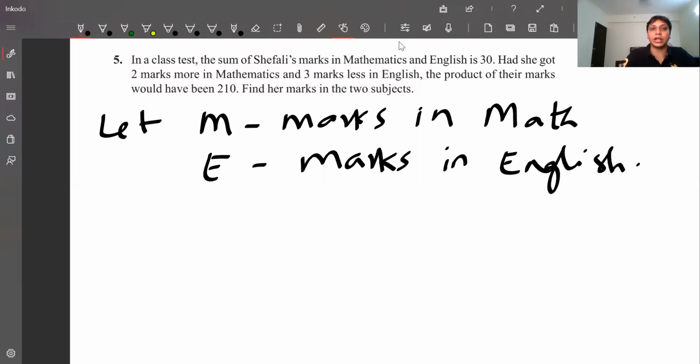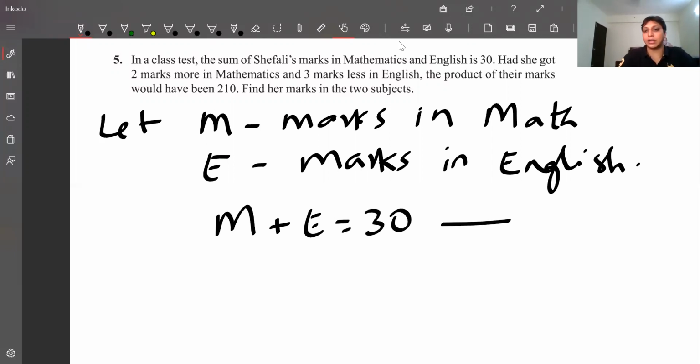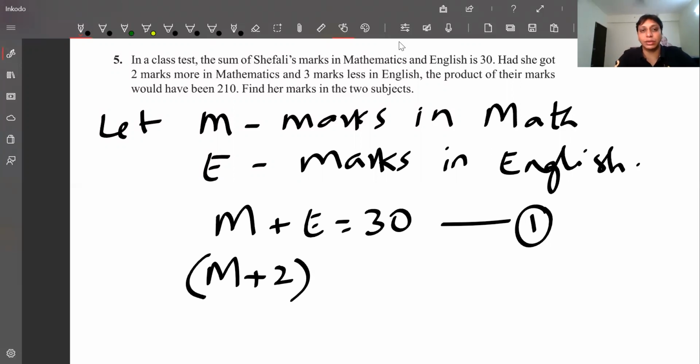According to the given statement, he's saying the sum of the marks, which will give us M plus E equal to 30. So this is the first equation. Now coming to the second statement, he said, had she got 2 marks more in mathematics, in the sense M plus 2, and 3 marks less in English, so it should be E minus 3.